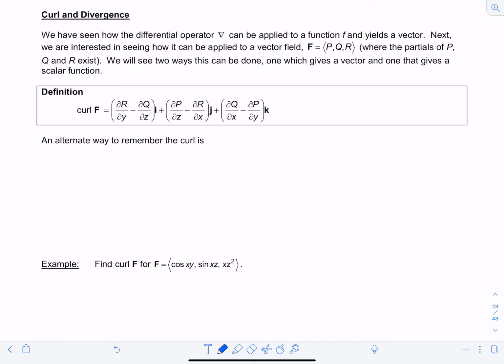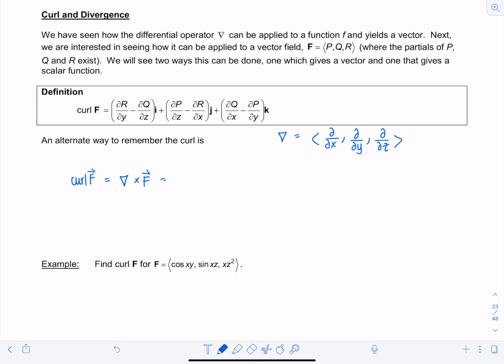So here's our definition. The curl of F is equal to (∂R/∂y minus ∂Q/∂z) i hat, so that's the x component, plus (∂P/∂z minus ∂R/∂x) j hat, plus (∂Q/∂x minus ∂P/∂y) k hat. An alternate way to remember the curl is that the curl of F is equal to our differential operator crossed with F, our vector field. And if you need to remember, del, your differential operator, had components ∂/∂x, ∂/∂y, ∂/∂z.